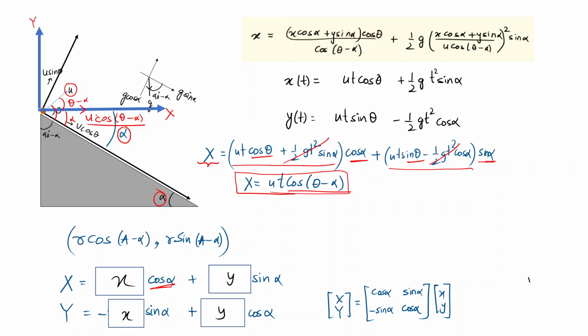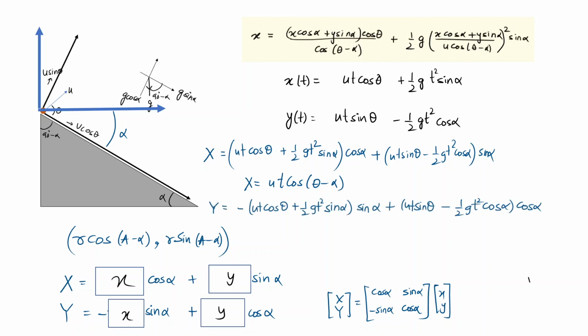Interesting. And then the y coordinate, if you apply this transformation, you multiply with minus x sine alpha and plus y cos alpha. And what happens now? This time, none of the terms in the ut term will get cancelled out. With the ut term, you will get cos theta sine alpha with a negative sign, and sine theta cos alpha. So this is basically sine of theta minus alpha.